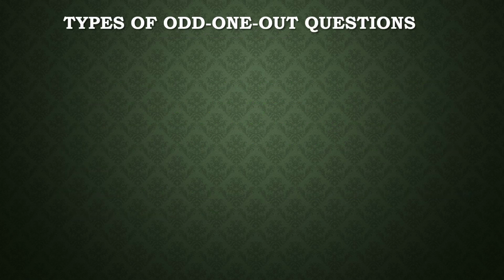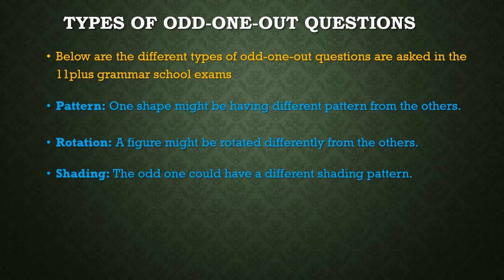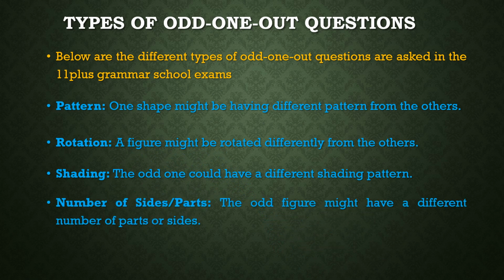So let's quickly see what are the different types of examples we see in odd one out related questions. The very first type is a pattern wherein one shape might be having a different pattern from the others. Second type is a rotation based question wherein one figure might be rotated differently from others, or show a different direction. Third type is a shading related problem wherein one figure might be having a different shading pattern than the rest. And fourth type is a different number of sides and parts. So the one odd pattern might be having a different number of parts or sides from the rest of the images. So let's start looking into some of the examples.